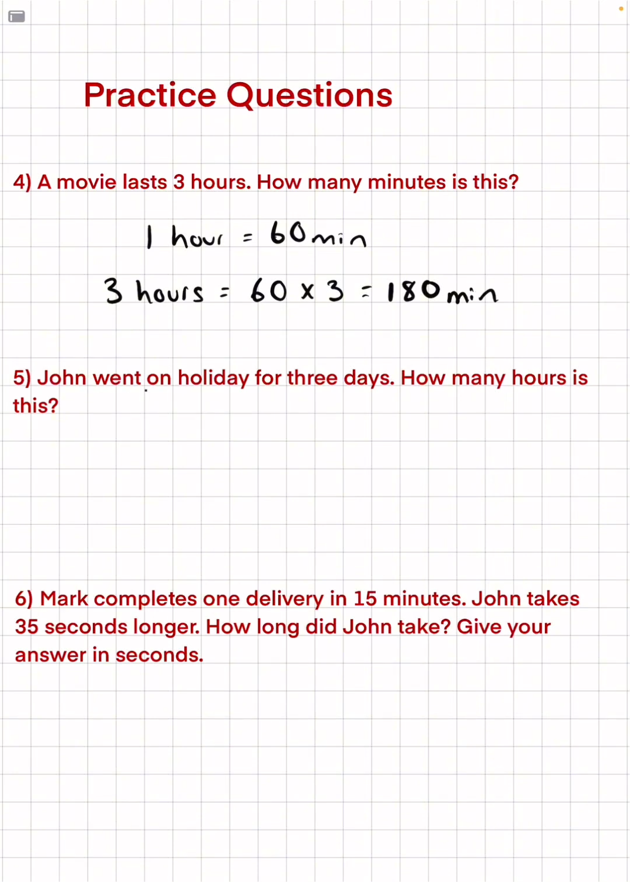The next question says John went on holiday for 3 days. How many hours is this? We know 1 day equals 24 hours. 3 days will equal 24 multiplied by 3, which is 72 hours. We've gone from big units to smaller units, so we've multiplied.